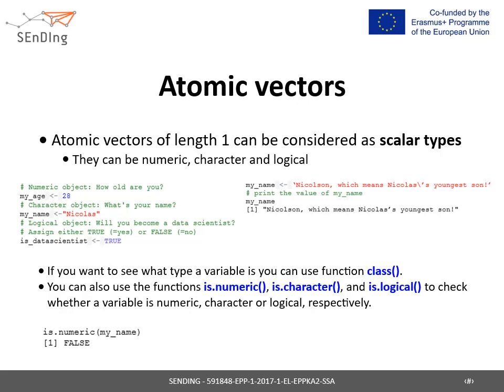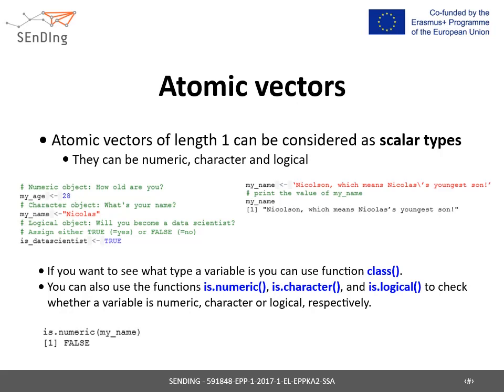The character object can be created using either double or single quotes. If the object itself contains quotes, you should escape them using the backslash character. On the right side code example, we see variable my_name being assigned a character string value that contains a single quote, so we need to escape it using the backslash.